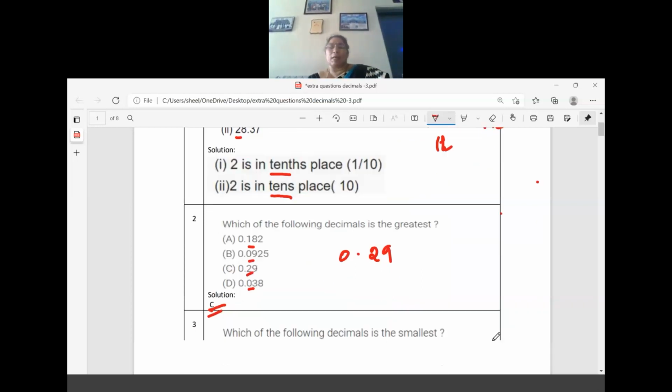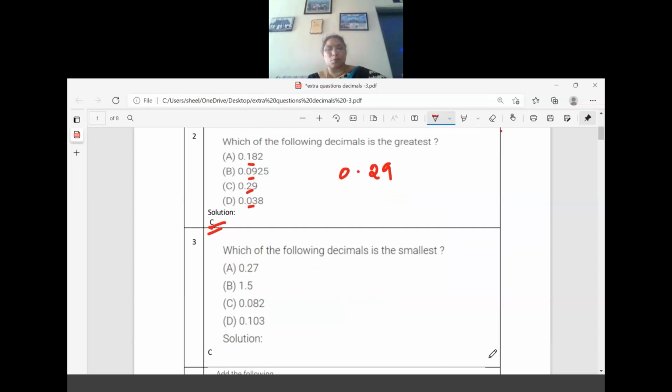Next question. Similarly, which of the following decimals is the smallest? The same procedure we should follow. Before the decimal, what is the whole number? We should see 0.27, 1.5, 0.082 and 0.103. Except B, all the options have 0 only. Anyhow, 1.5 is the greatest, so there is no point of thinking about B. Now we have to think about options A, C, then D only.